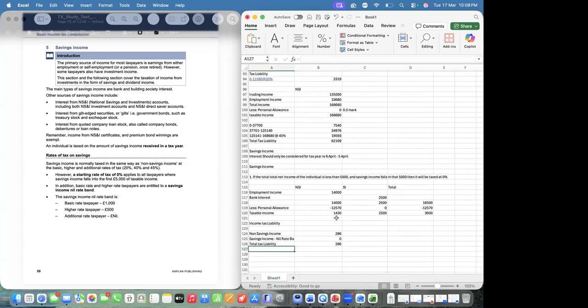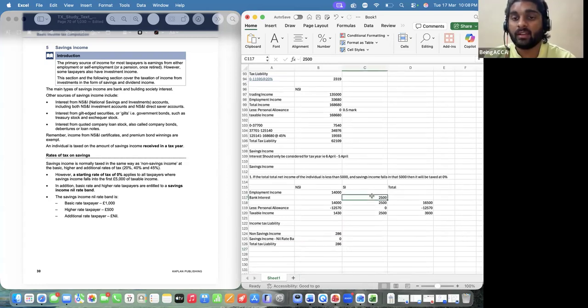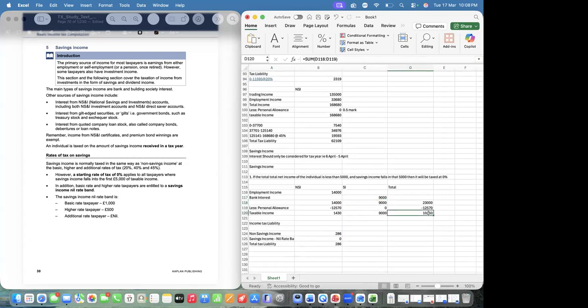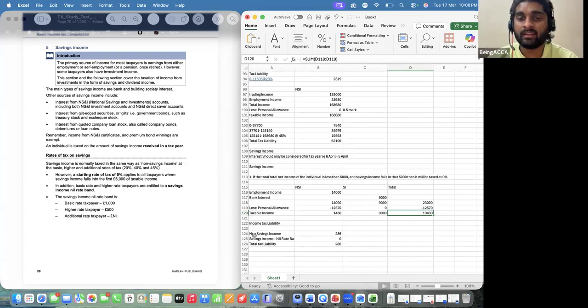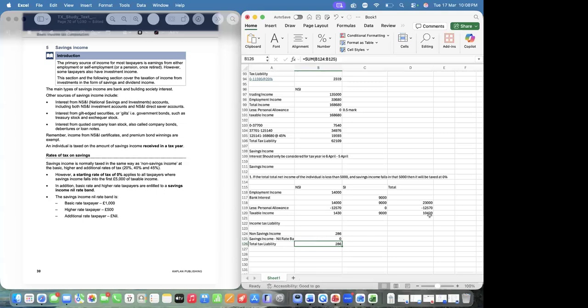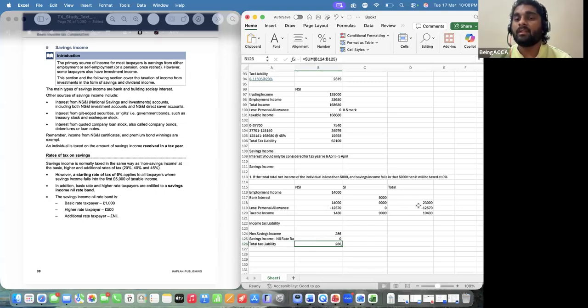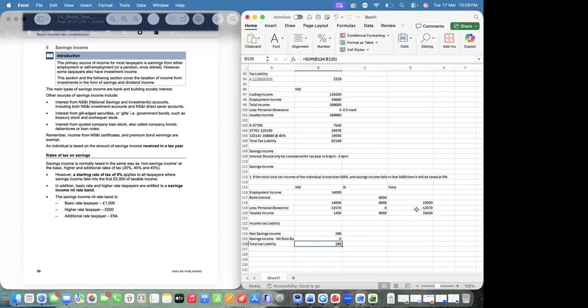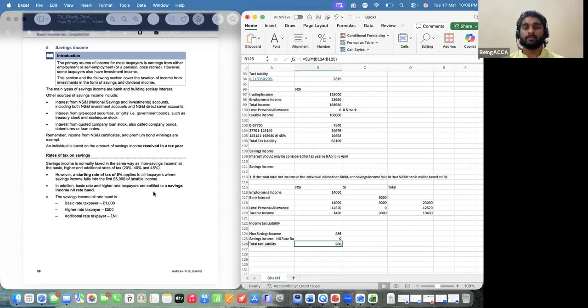But now let me change this question. Let me make this 9,000. Now what happened? Our income has increased to 10,040. In that case, will the savings income nil rate band be applicable? No. The starting rate nil rate band will not be applicable, because it will only be applicable if it falls into the first 5,000 of the total income. Always remember this. Clear on this point?